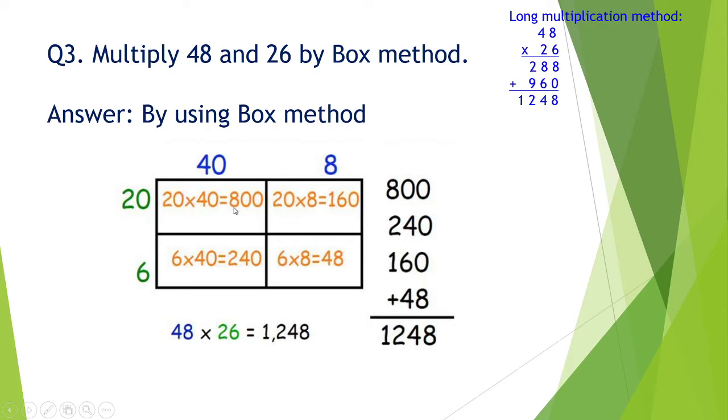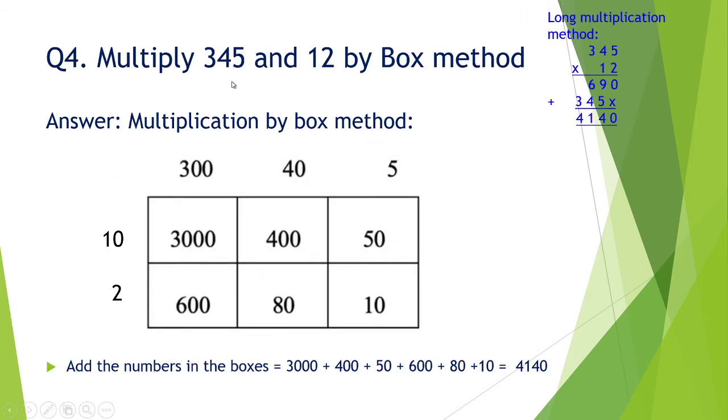20 times 40 equals 800. 20 times 8 equals 160. 6 times 40 equals 240, 6 times 8 equals 48. After writing the products you have to add the numbers, and you are getting 1248 as the answer by the box method. By the long multiplication method also you are getting the same answer. Moving to the next question.